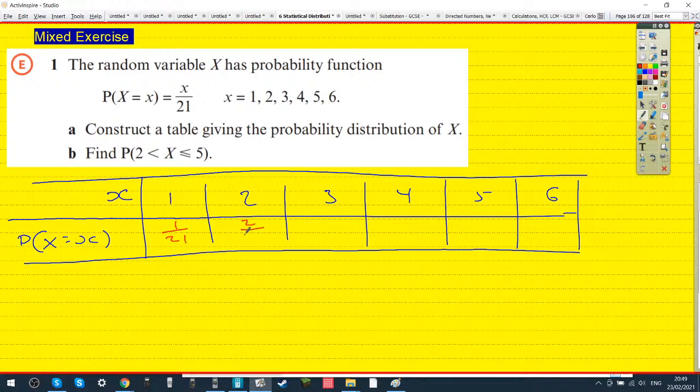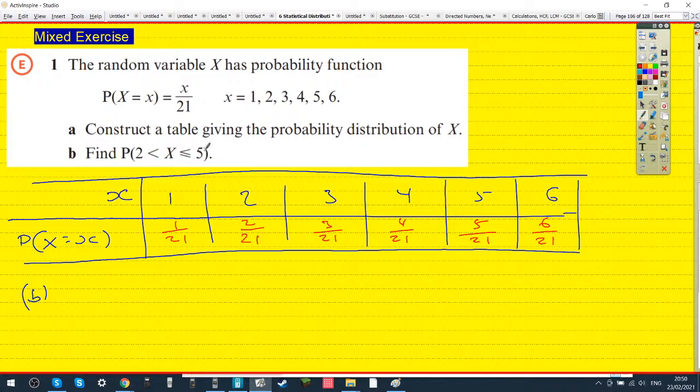And how about part B? So for this, what would you put in as the probability? Probability x is between 2 and 5. What's the probability that x is between 2 and 5? So what values can x take? 3 and 4, or 3 over 21 and 4 over 21.